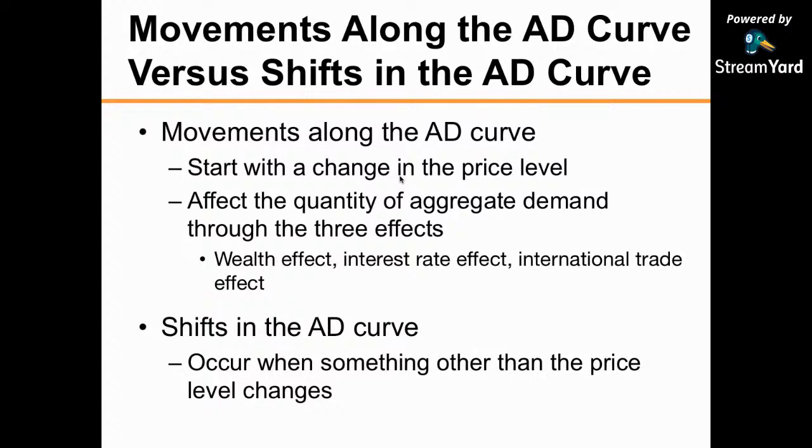Shifts of the curve are going to happen whenever something other than the price level changes. So much like regular supply and demand, whenever we draw this aggregate demand curve, we're assuming that the only things changing are the price level and the quantity of aggregate demand. So this should feel very familiar. This is something we've seen multiple times this semester. It's just being applied in a slightly different way.